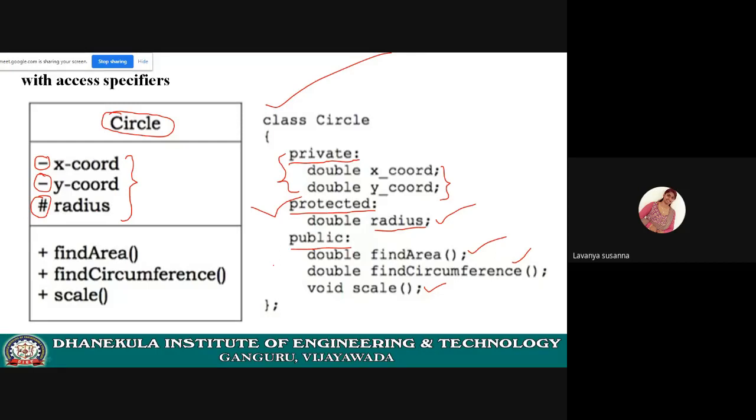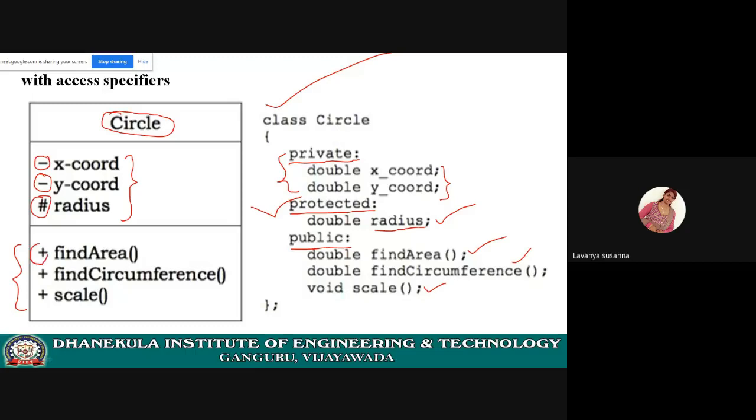Now, public. Next, see how many methods there are. 1, 2, 3: find area, find circumference, and scale. Now, you must represent methods. After writing attributes, draw a line, and then here represent methods. Now, all these methods are declared as public, right?